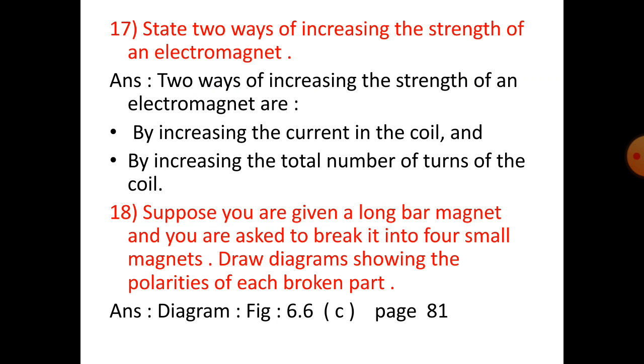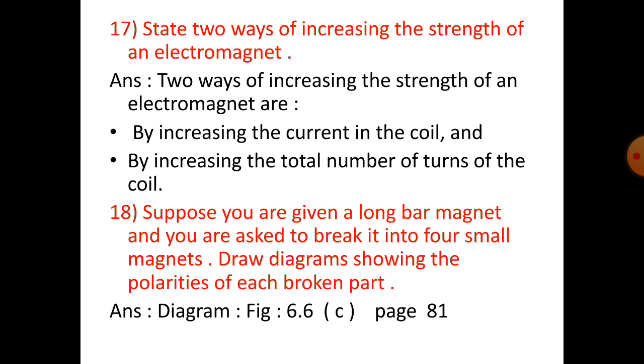Number 17. State two ways of increasing the strength of an electromagnet. Two ways of increasing the strength of an electromagnet are by increasing the current in the coil and by increasing the total number of turns of the coil.